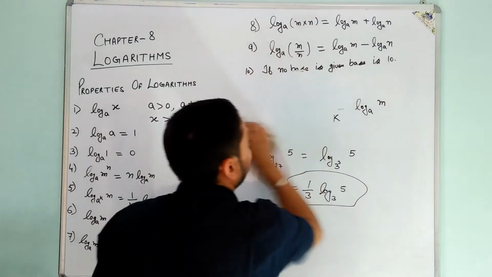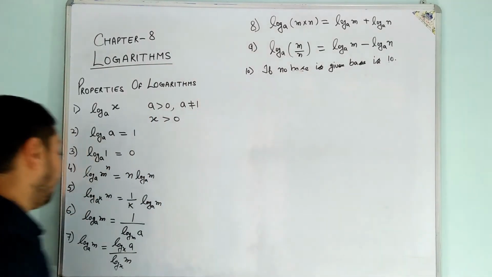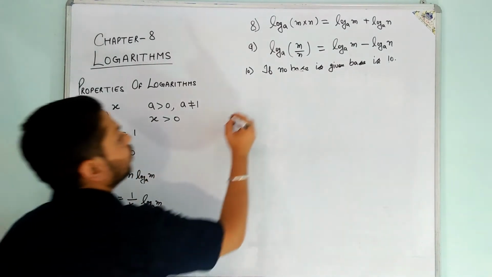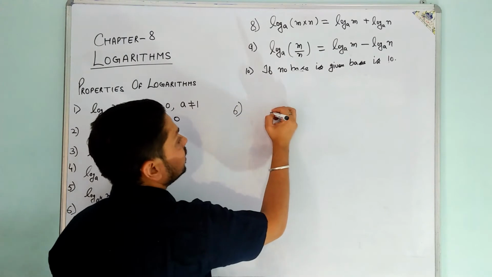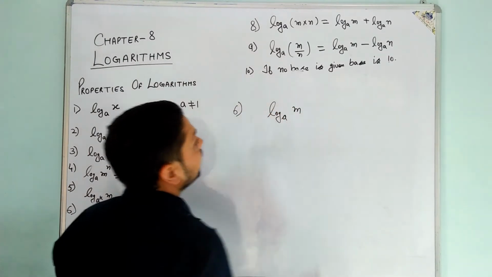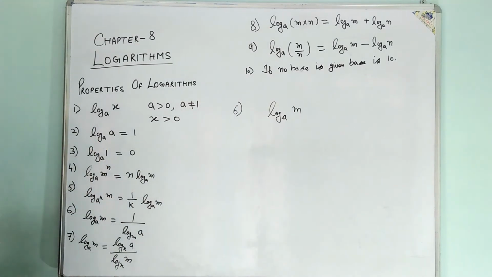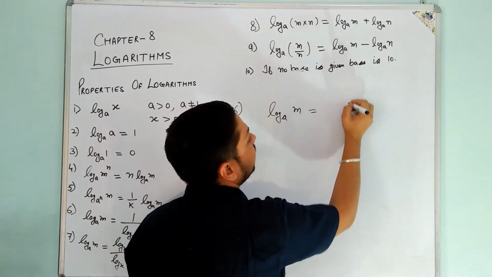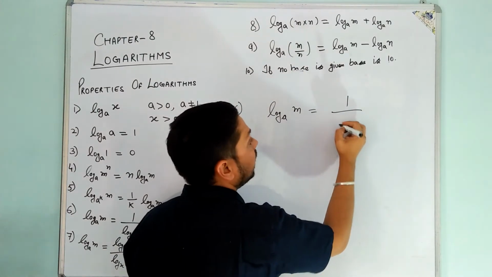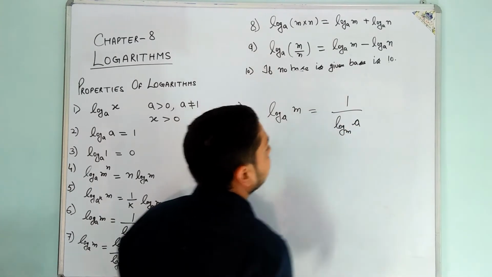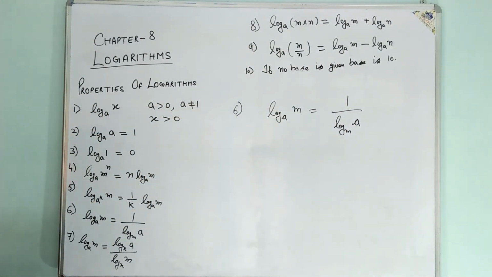Property 6, that is known as your base interchange property. This property is known as property number 6, base interchange property. Log of m with base a can be interchanged by inverting the base. It will give you log of a with base m.